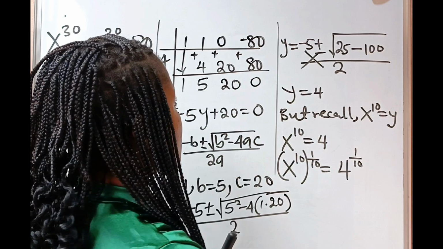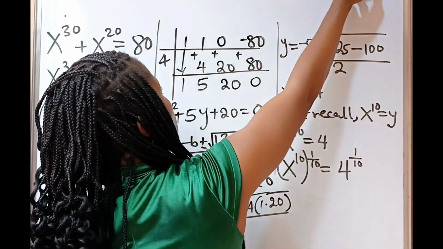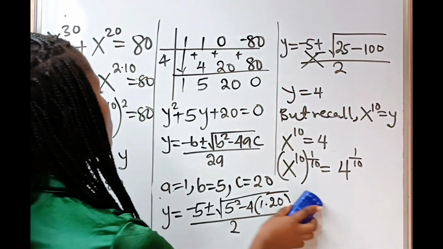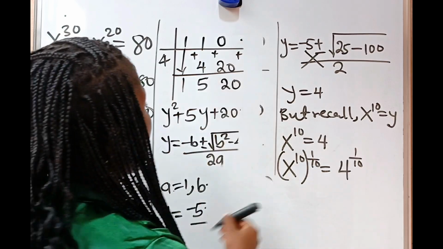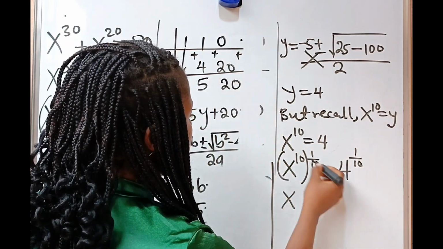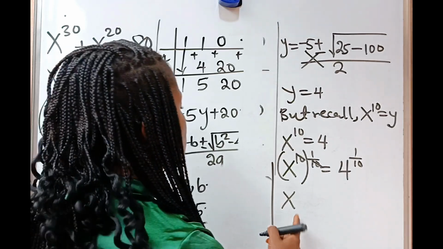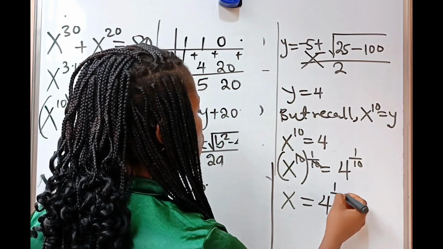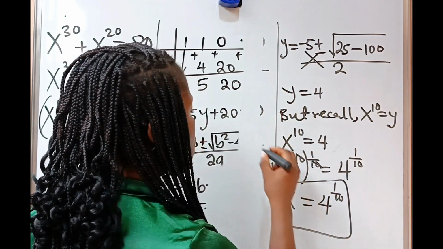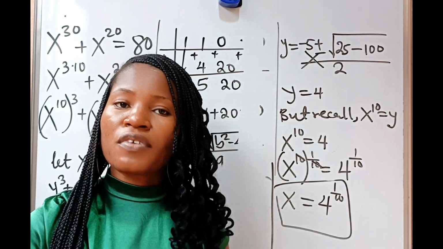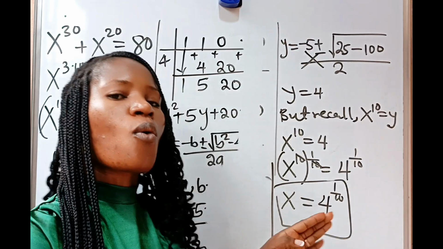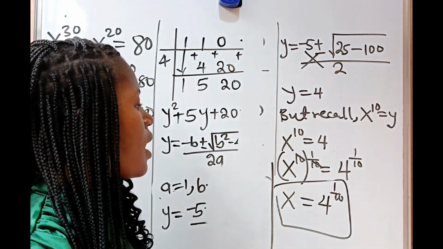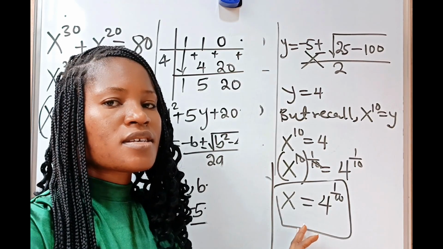So we raise each side to the power of 1 over 10. Okay, so we have that x, because this will divide this to give us 1, is equal to 4 to the power of 1 over 10. Now this is one of the real values of x. All right, this is the value of x.